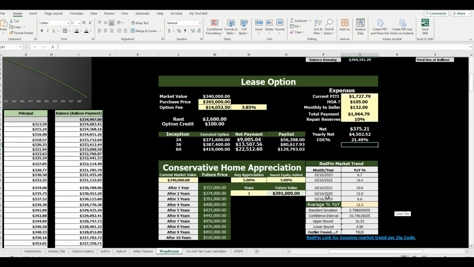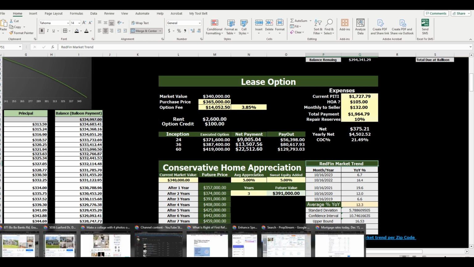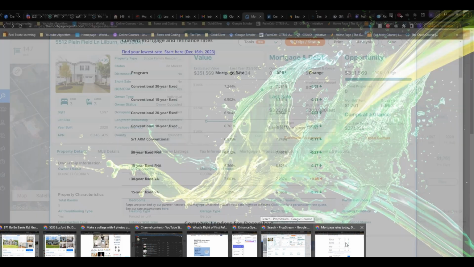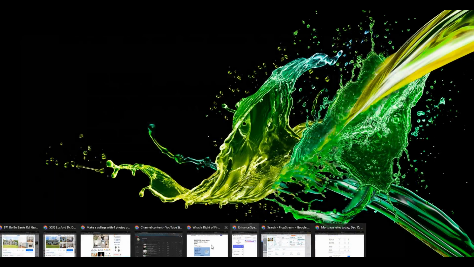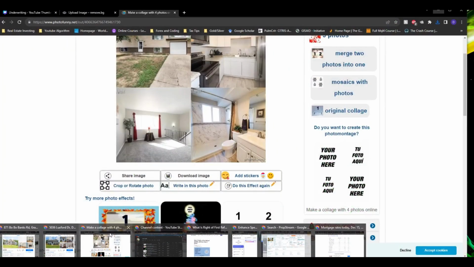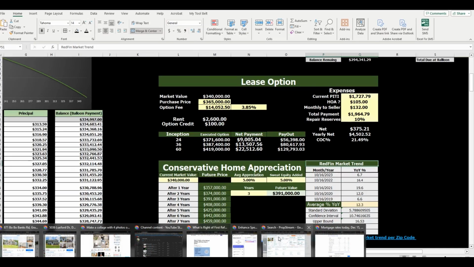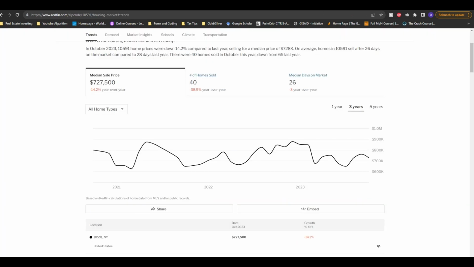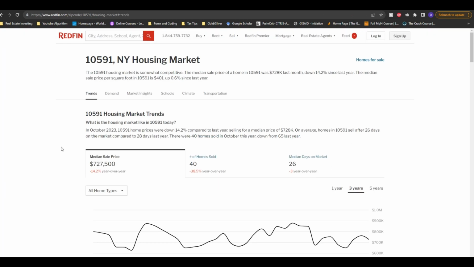So the next thing that we could do is look at the Redfin market trend data on this property that I have an interest in. So I am going to pull that up. Let's see if I can pull it up relatively quickly. I did have it open here on a window. Bear with me as I find it. I believe it's this one. Okay, here it is.